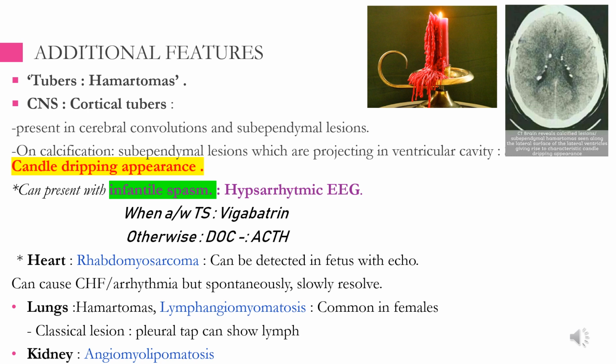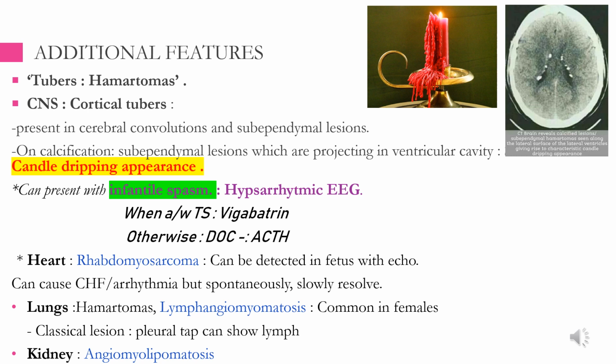Now, heart, lungs, and kidney show similar findings. In the heart, you have rhabdomyoma. In the lungs, you have lymphangioleiomyomatosis. And in the kidney, you have angiomyolipomatosis. I know these names are a little long and tough to remember, but just remember that any lesion which is like a hamartoma and some tumor-like lesion is there in tuberous sclerosis. Some additional features you can remember.